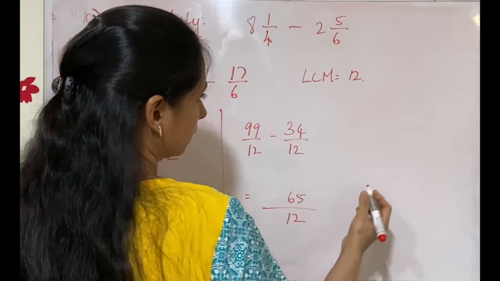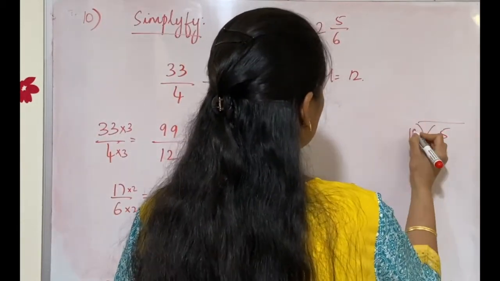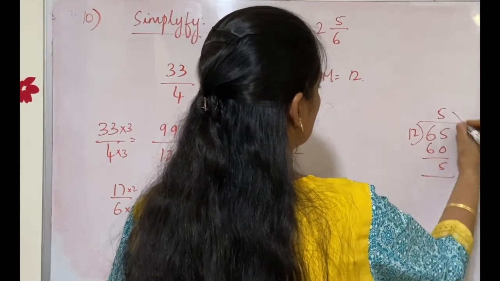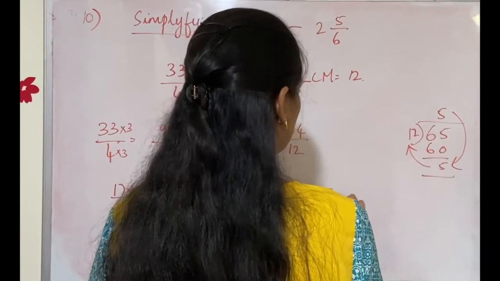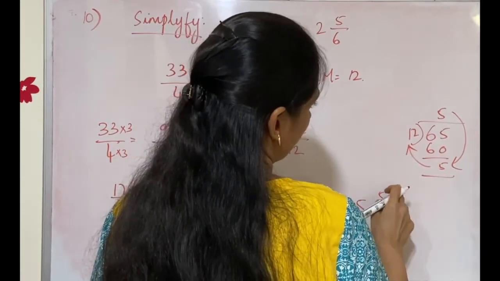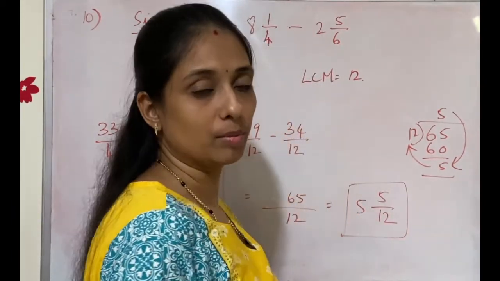Can we leave it like this? No. 65 you should divide by 12. Okay, 5 times 12 is 60. So this becomes 5 by 12. Okay, your answer is 5 by 12.